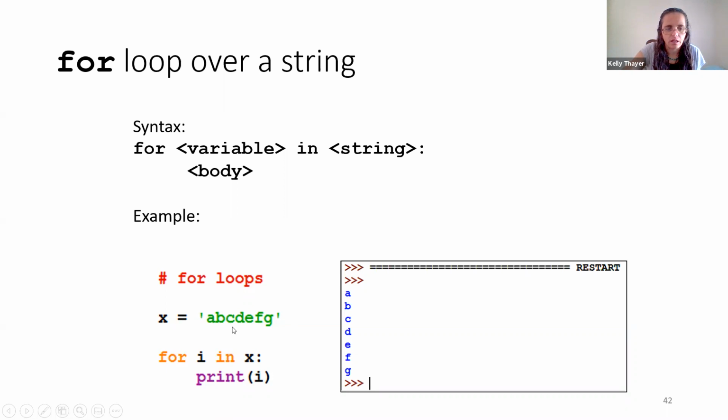So we have for i in x, print i. You see what will happen here is that it will loop over this string, and the variable i will be set to each of the positions in the string x. So we'll basically get all of our letters back in order, because it will report on each of them as it is assigned to the variable i.